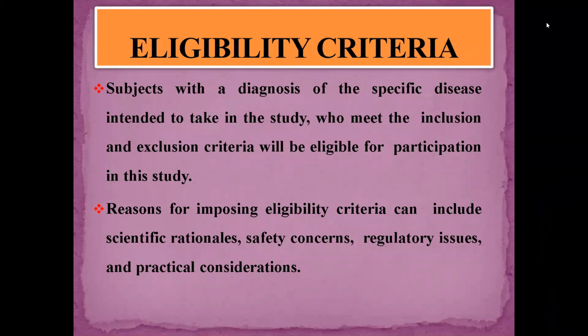So that's how the research goes. And that's the rationale for not including patients with less than 5 years. So those are the reasons for imposing eligibility criteria. You can include rationales, safety concerns, regulatory issues, and practical considerations. So these are the few things which usually help in the formation of the eligibility criteria.